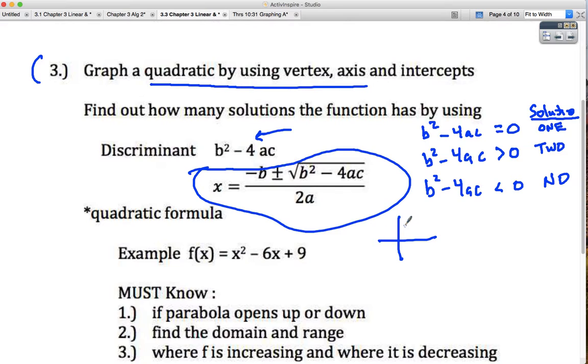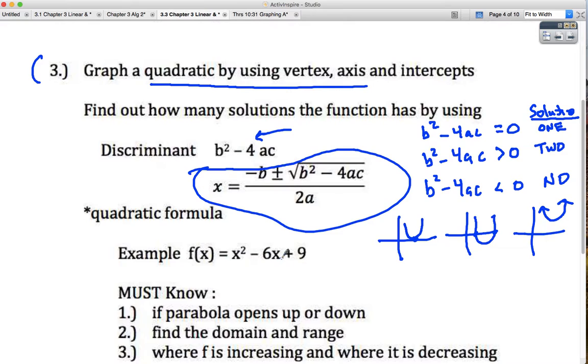I'm just going to use a parabola up. It touches once. Two solutions would mean the parabola touches the x-axis twice. And then no solutions would mean that the parabola does not touch the x-axis at all. Okay? Let's take a look at x squared minus 6x plus 9.